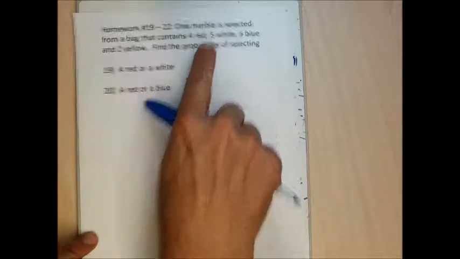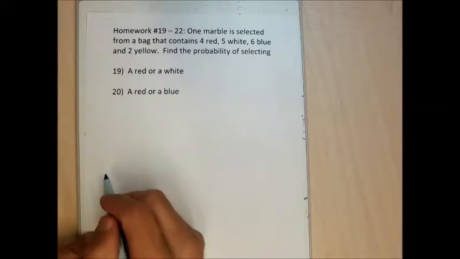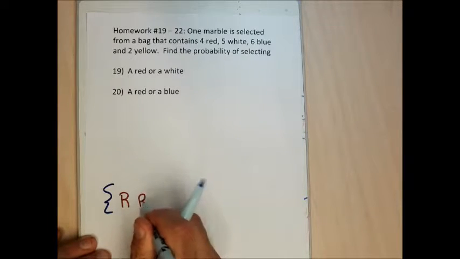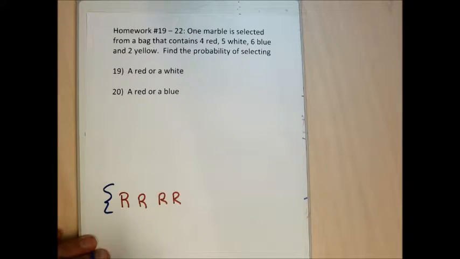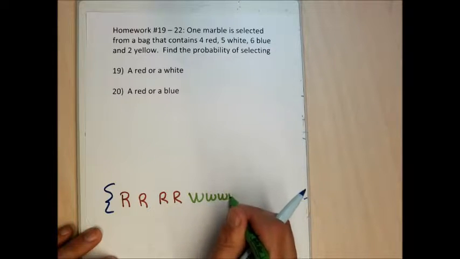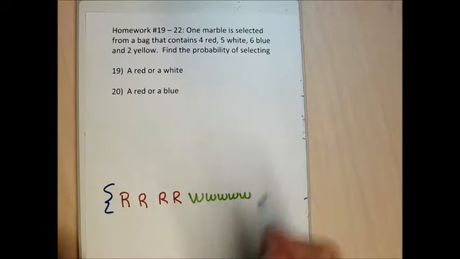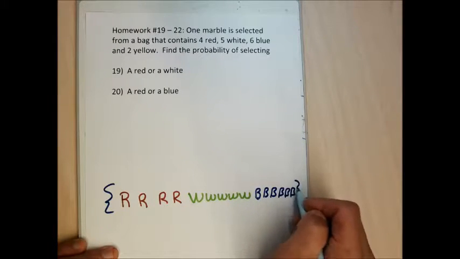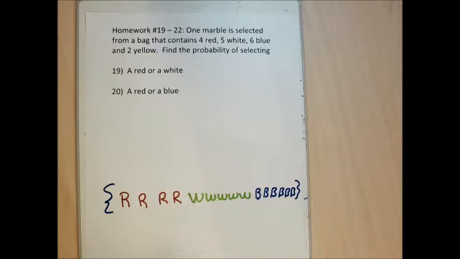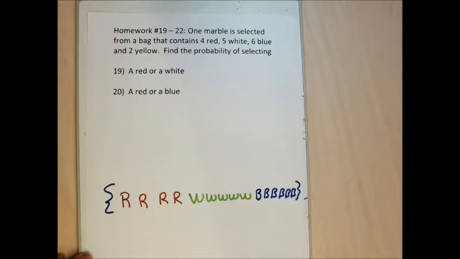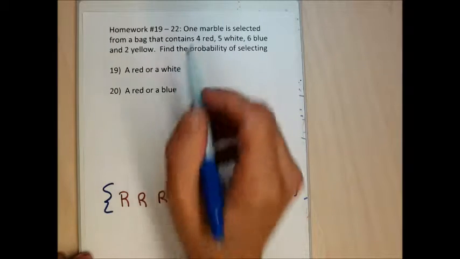So one marble, so it's a single experiment, is selected from a bag, and this bag has red, red, red, red, 4 reds. I don't really have a white. Let me do white, white, white, white, white, 5 whites, and 6 blues. 1, 2, 3, 4, 5, 6. So this bag of marbles has 4, 9, 15 marbles. When I do my probabilities, each fraction is going to have a 15 in the denominator.